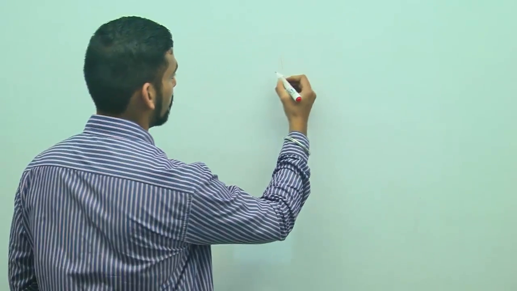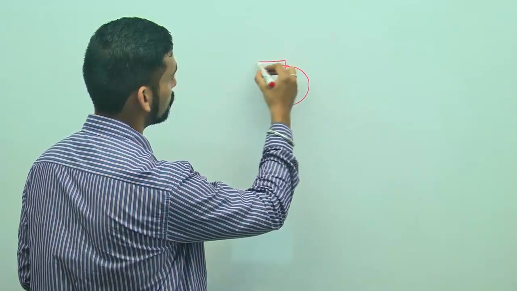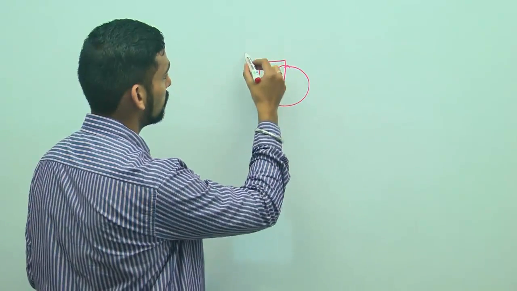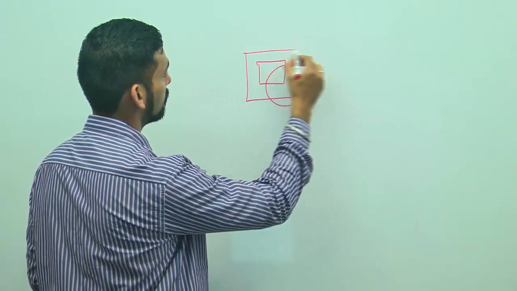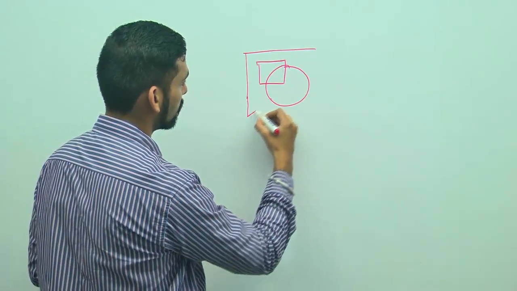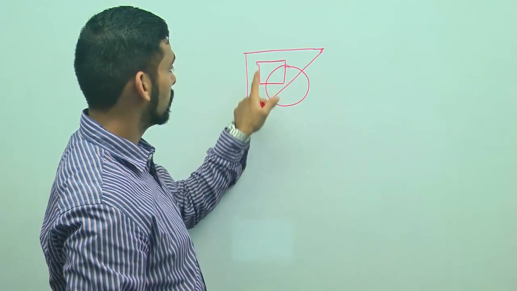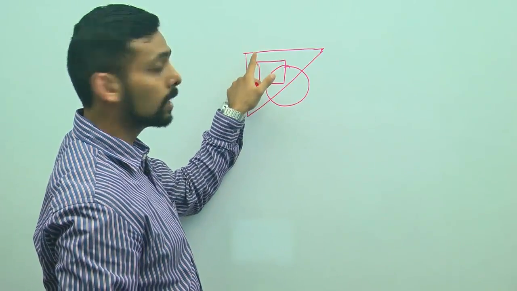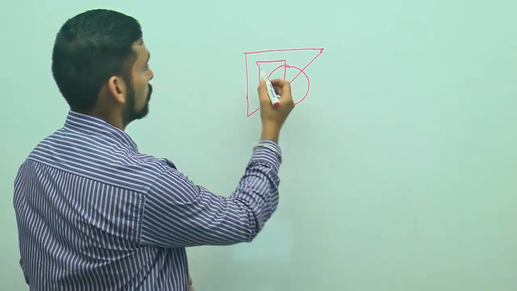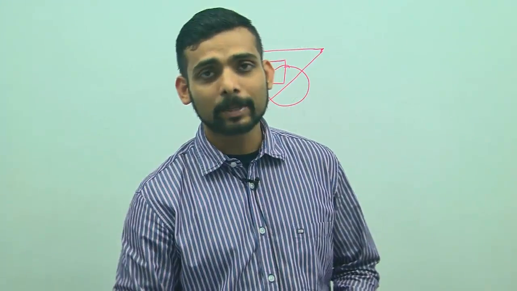So let me quickly draw this figure 1. So in figure 1, you have a circle and you have a square and you have a triangle. Okay, this is the figure. So there is some area which is covered by the square and the triangle, and it doesn't involve the circle. So I can place my dot over here and it satisfies those conditions. Okay, so I will go ahead and I will select option 1 as my answer choice.